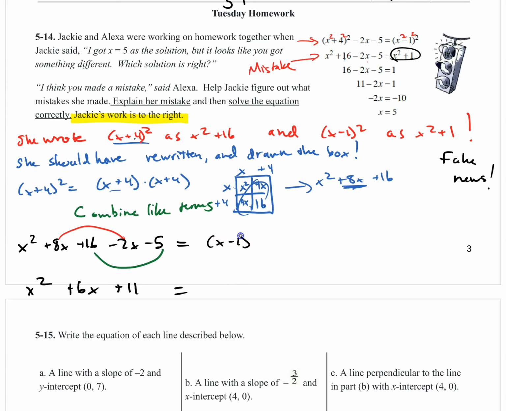Alright, and then I'll let you fix this side. So this is x minus 1 squared. Draw a box, figure it out, and then solve for x. So I hope you can see your mistake. She made that fake news mistake from class. She was missing the 8x term, and she'll be missing something on the right side as well.